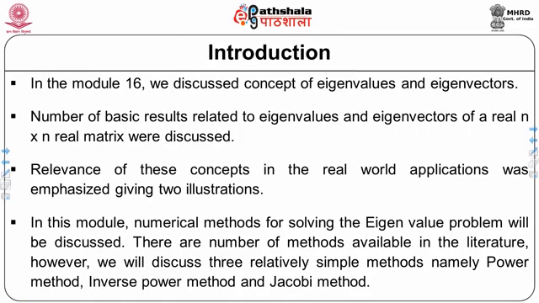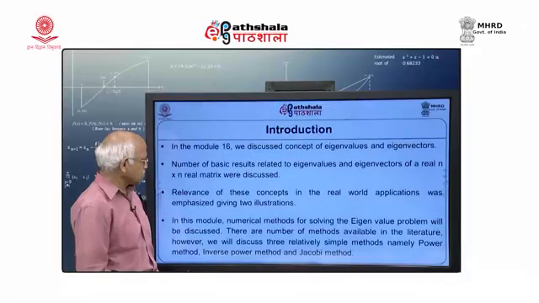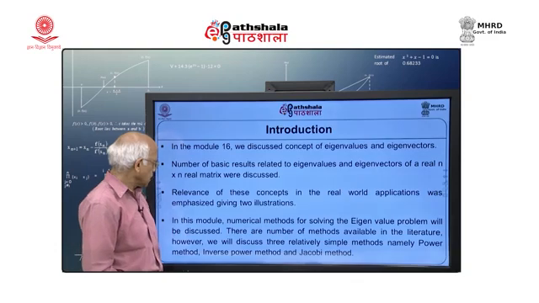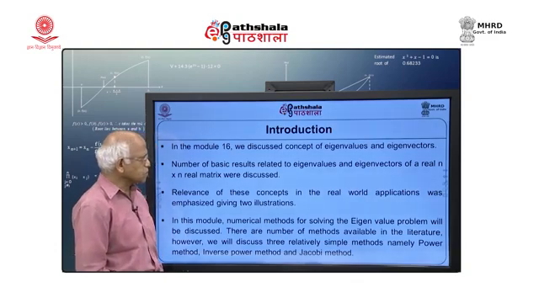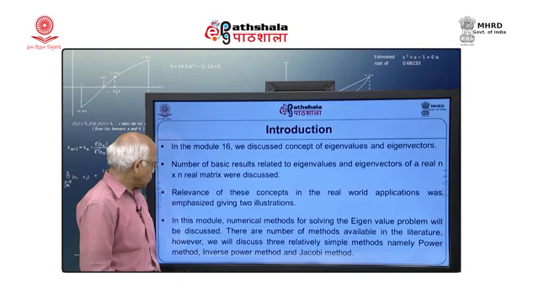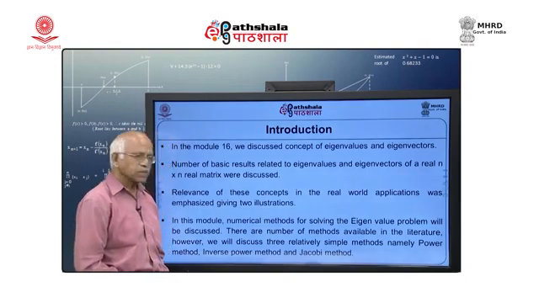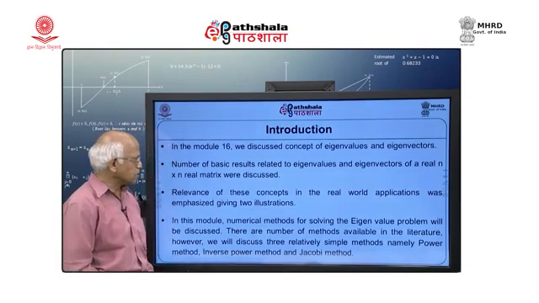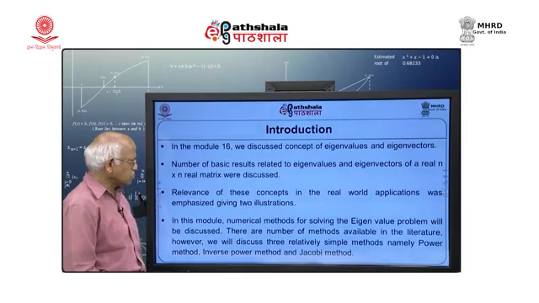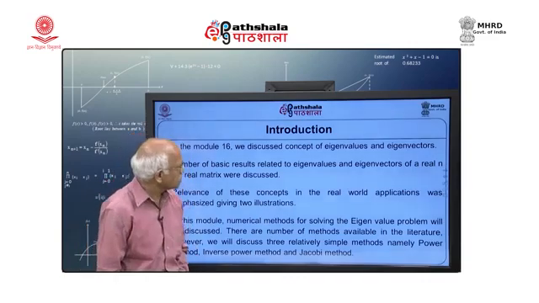In module 16 we discussed the concept of eigenvalues and eigenvectors, and a number of basic results related to eigenvalues and eigenvectors of a real n cross n matrix were discussed. The relevance of these methods in real world applications was emphasized, giving two illustrations. In this module, numerical methods for solving eigenvalue problems will be discussed. There are a number of methods available in the literature. We will be considering three relatively simple methods: the power method, the inverse power method and the Jacobi method.